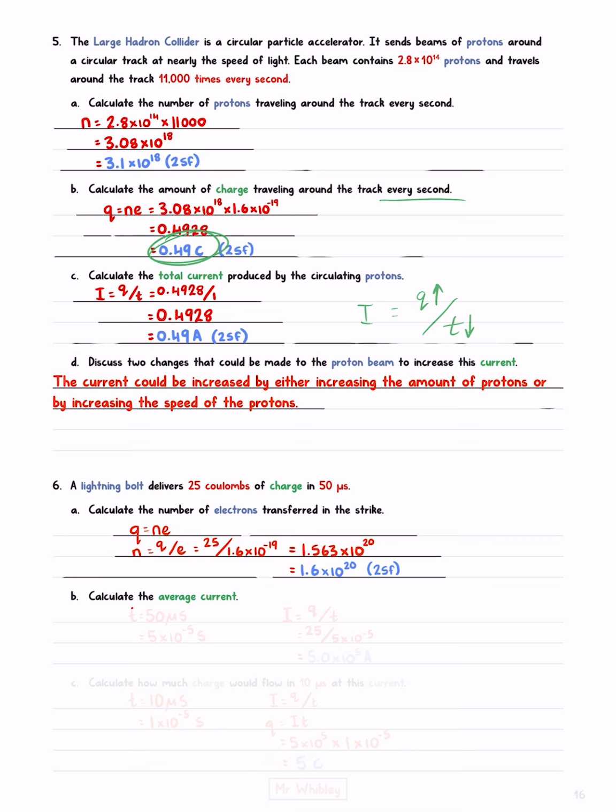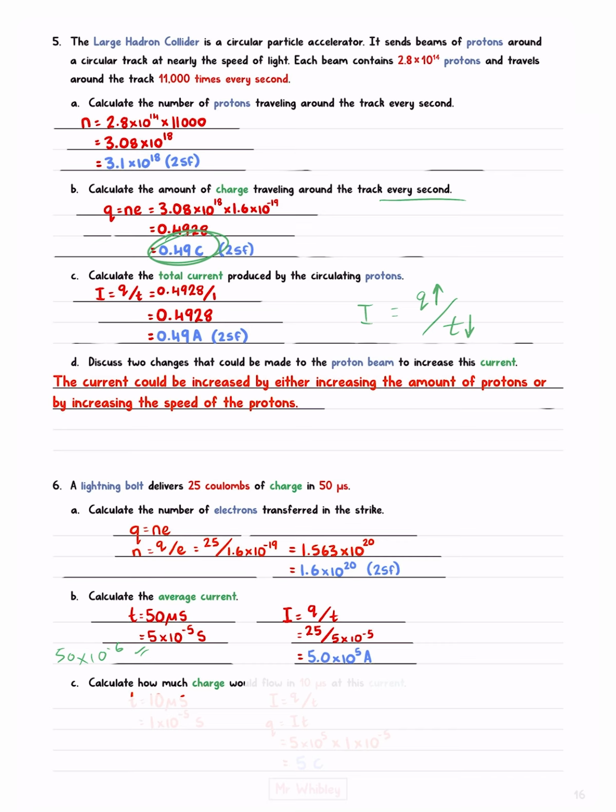Calculate the average current. We know our time was 50 microseconds, which is 5 times 10 to the minus 5 seconds, since 50 microseconds is 50 times 10 to the minus 6, which equals 5 times 10 to the minus 5. We know our current is charge per time, where our charge was 25 coulombs, and we just found our time, which gives us 5.0 times 10 to the 5 amps.